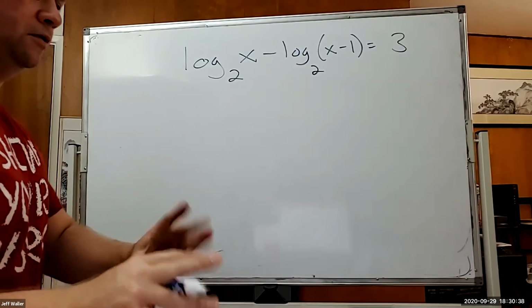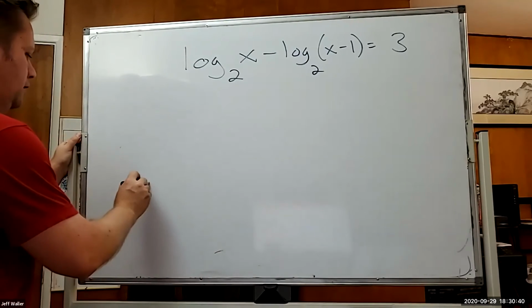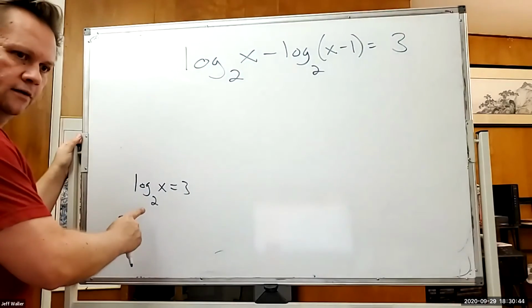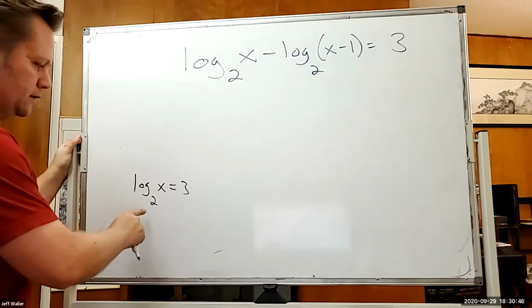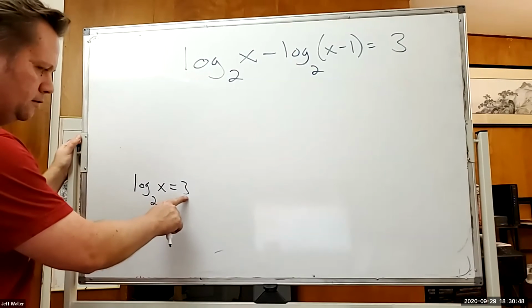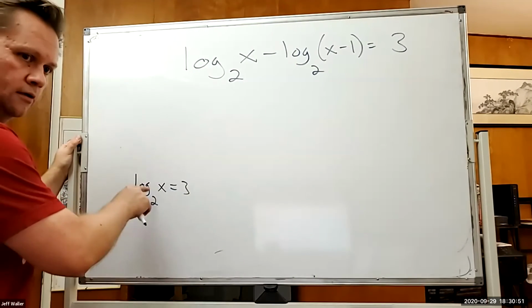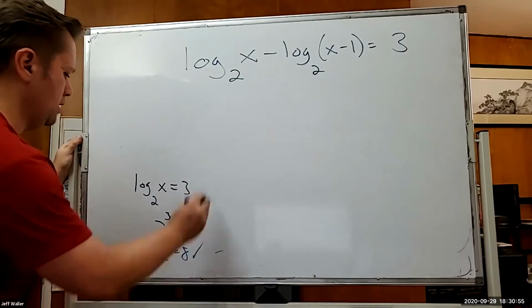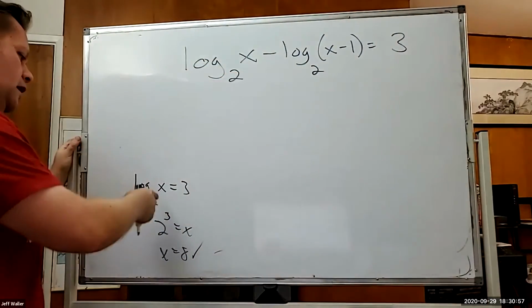Just to remind you, this doesn't count as another problem because this is just a reminder. If it was this, how could I solve this? 2 to the third equals x. Yeah, so x is 8. Done. Yay!